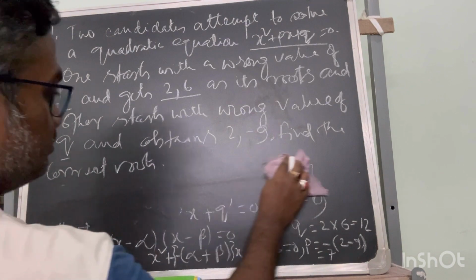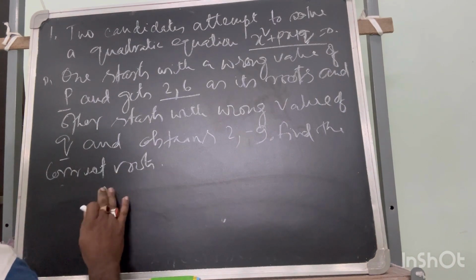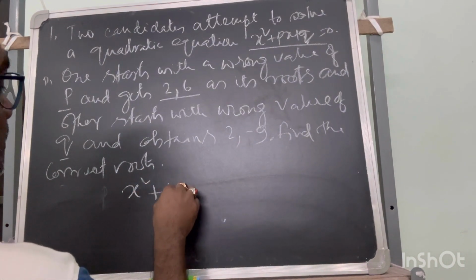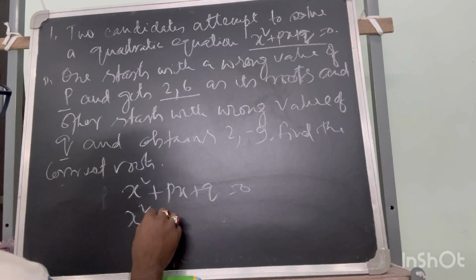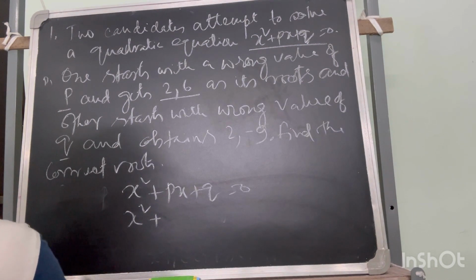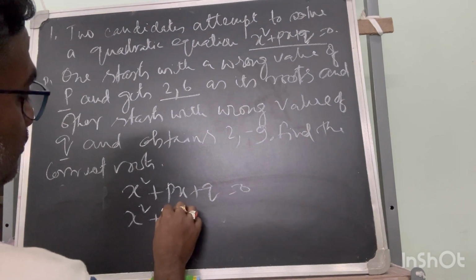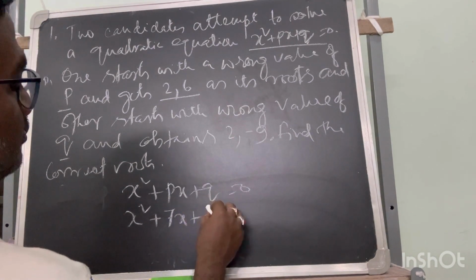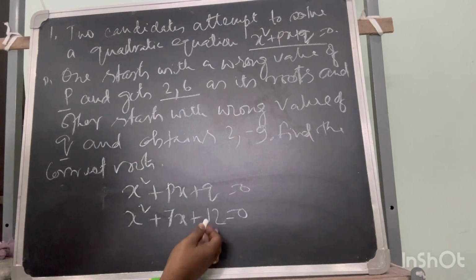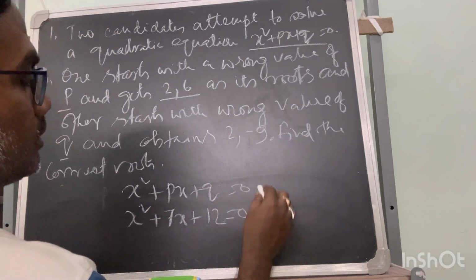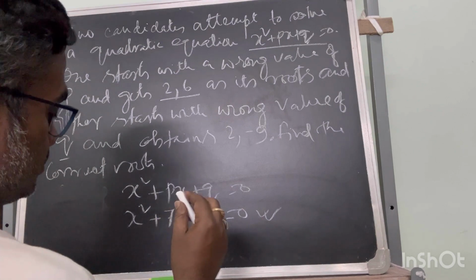So then the equation which is given as x square plus px plus q is equal to 0, the real equation would be x square plus 7x plus 12 is equal to 0. Now from here, if we solve this, we will get the correct roots, because we know the correct equation. So how do you solve? There could be so many methods. Let me try with the factorization method.